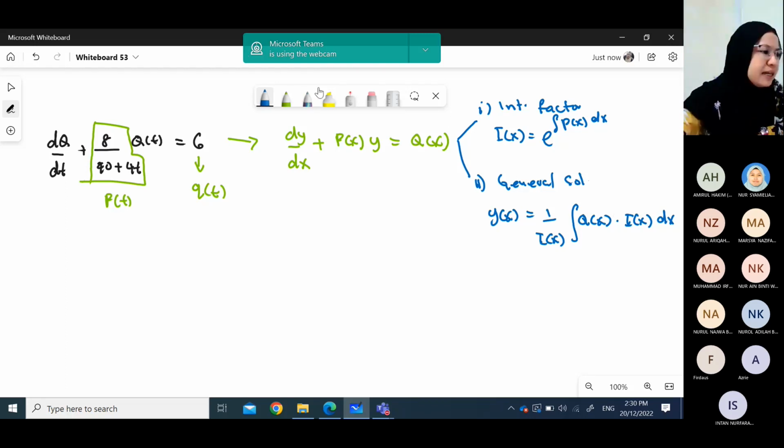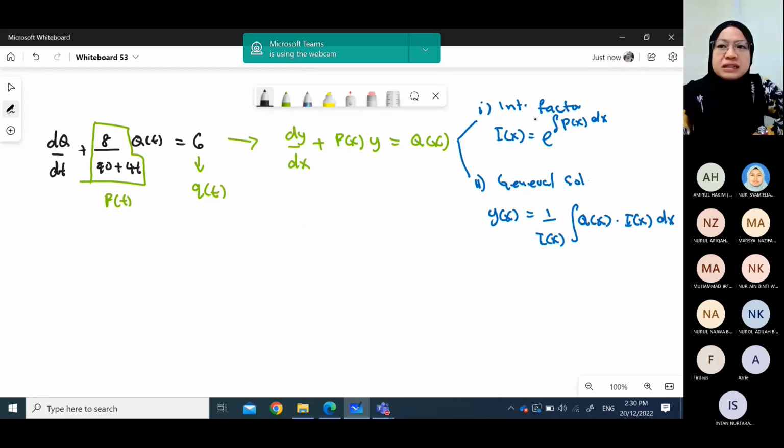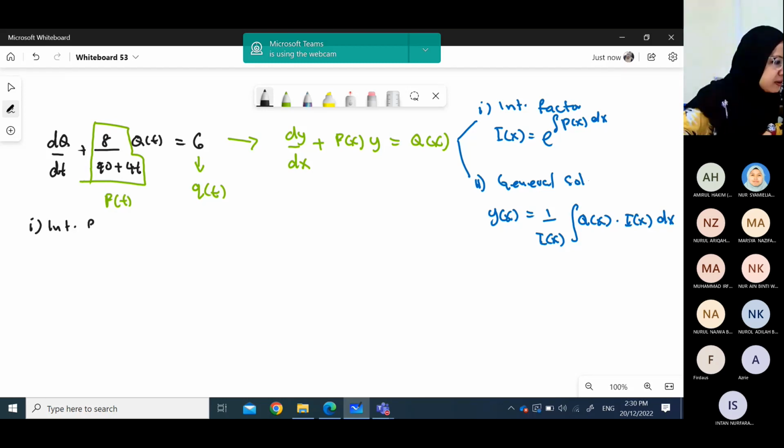So ini adalah how we solve for linear differential equation. First we need to find integrating factor. Second we need to find the general solution based on their own formula. Okay. So this means that in this situation we also need to find the integrating factor.